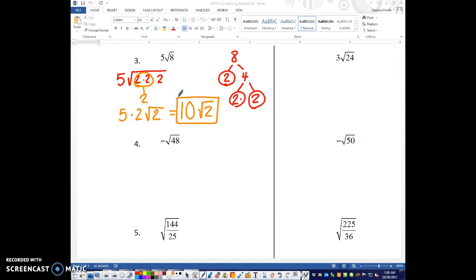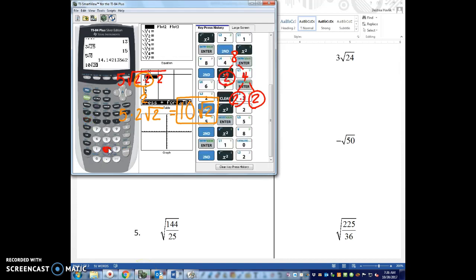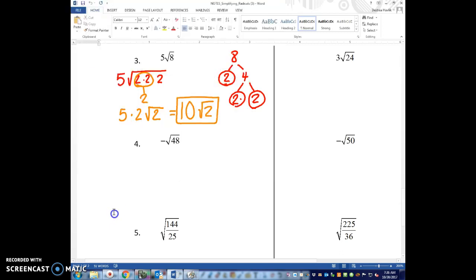Okay, so let's check our answer here. 5 square root of 8, let's see if it's the same thing as 10 square root of 2. Is it? Yes, they're equal, so we're good. So now pause your video and do the one to the side.